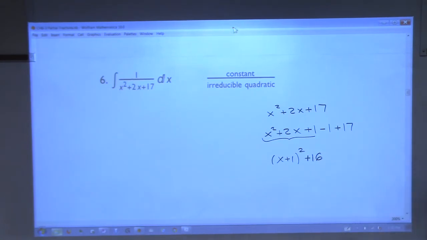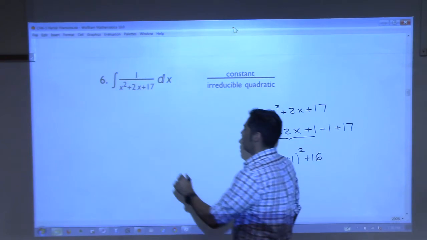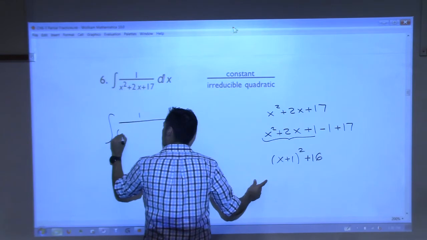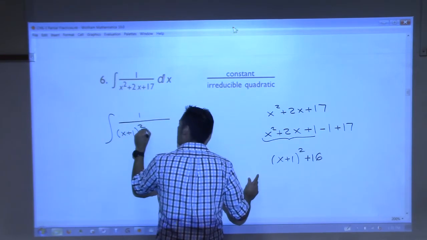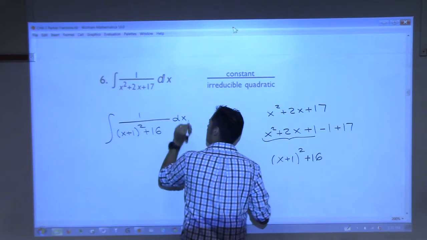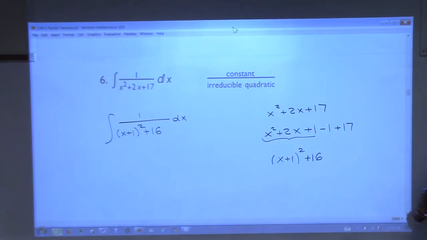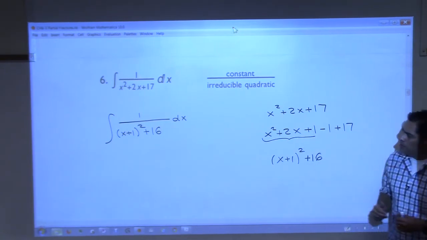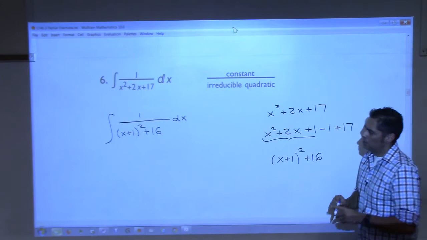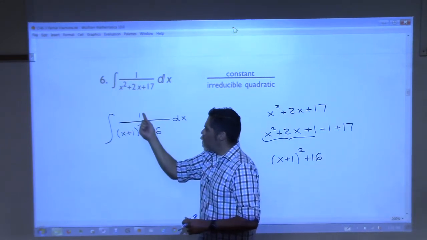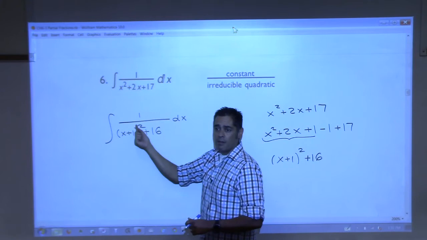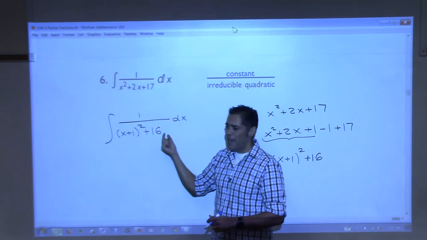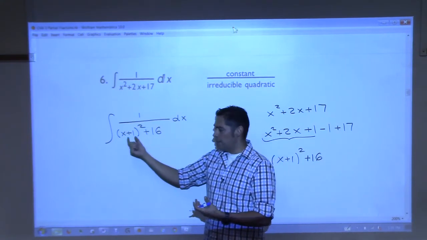Right? And now we go back over here. Integral 1 over, and this next step I do is really going to test whether or not you're catching on to this common theme that we have. What does that look a lot like? Looks like constant over, yeah, this looks like 1 over u squared plus a squared, right? 1 over u squared plus a squared. In this case, what would u be for us?